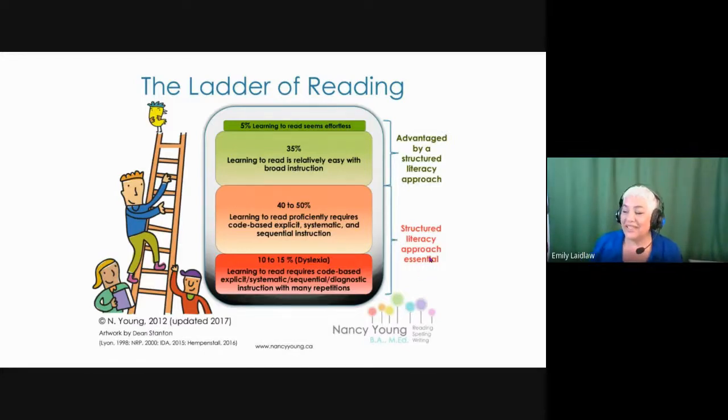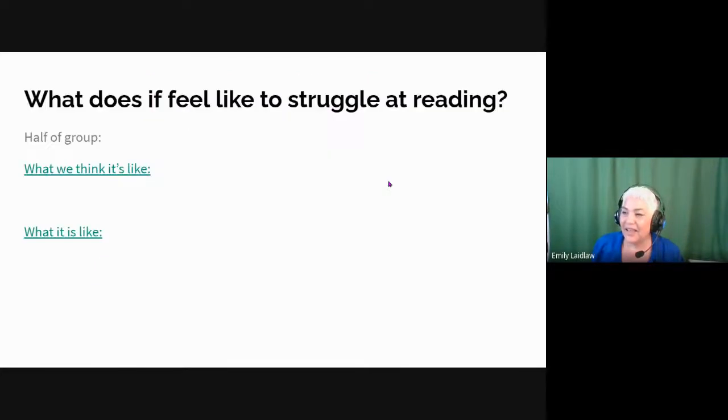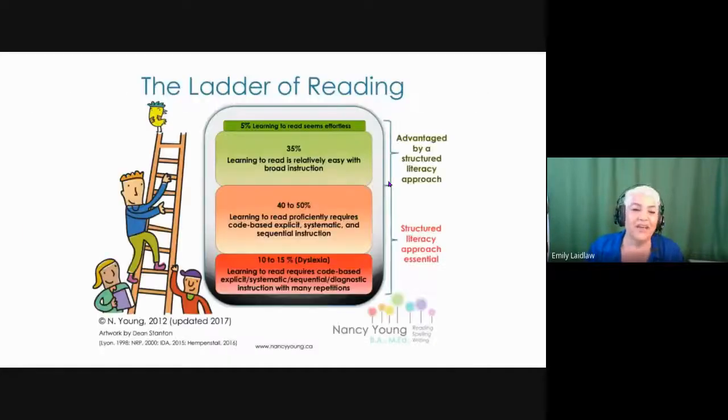Okay. So what we say is the structured literacy approach is essential for this percent here and advantageous for these. So we have a quote that says, let me see if I get it right, it is beneficial for all, harmful for none, and absolutely essential for many. So let's do it. Okay, let's do it.